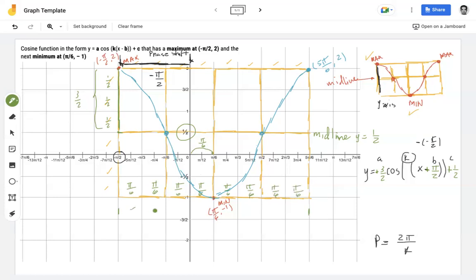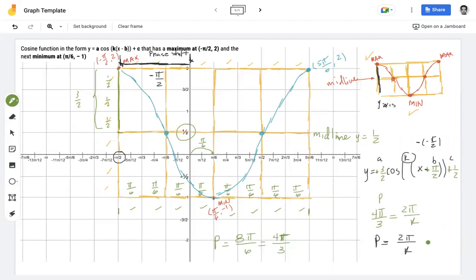So you have 1 pi/6, 2, 3, 4, 5, 6, 7, 8. So you have a period of 8 pi/6. If you reduce this period, it's going to be 4 pi/3. So you can always simplify into little jumps to figure out the period. That means that 4 pi/3 came from doing 2 pi/k. So this is the actual period, and you're going to solve for k.